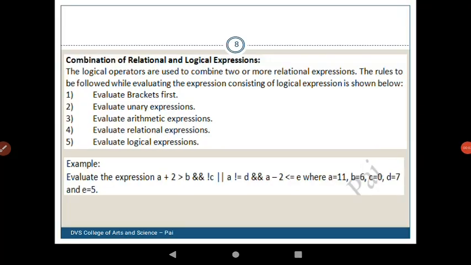Now let us try to solve the given expression with the help of the above rules. The expression is a plus 2 greater than b, logical and not c, or a not equal to d, logical and a minus 2 less than or equal to e, where a is equal to 11, b is equal to 6, c is equal to 0, d is equal to 7 and e is equal to 5.